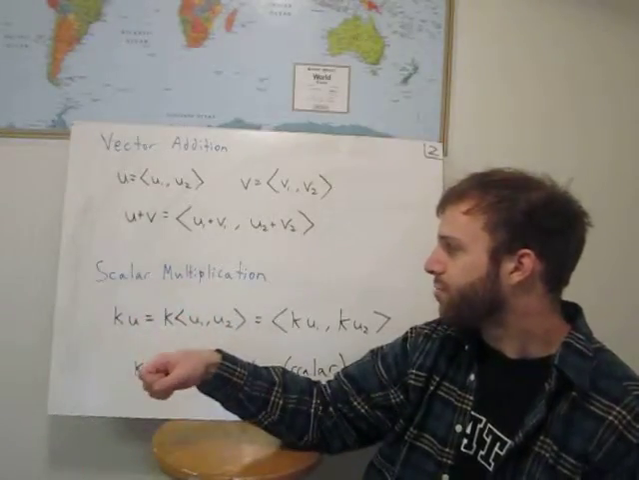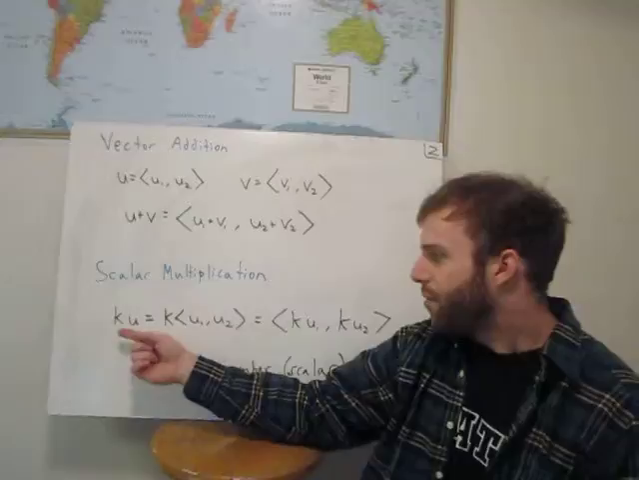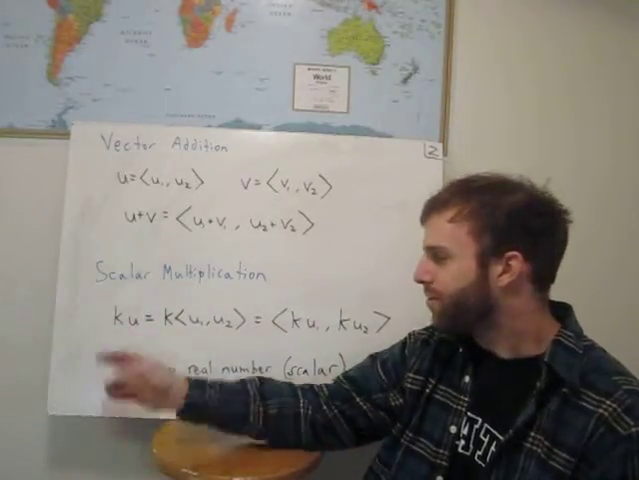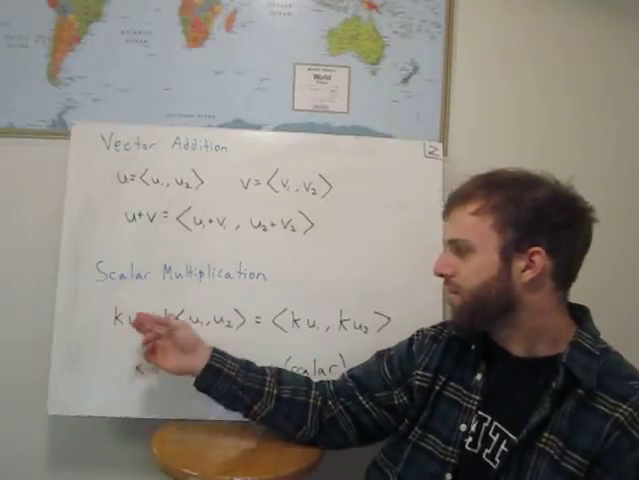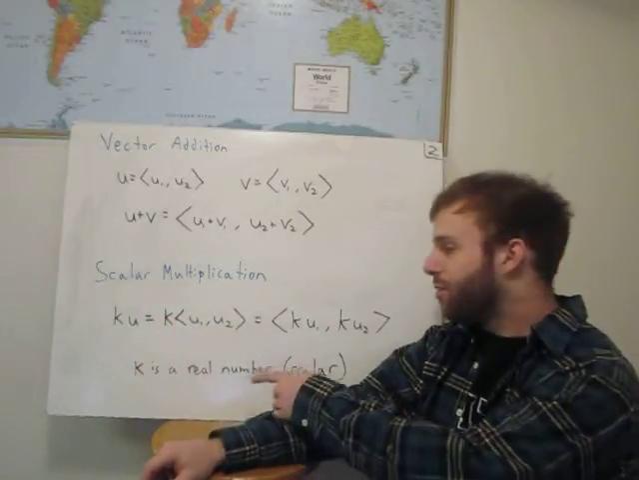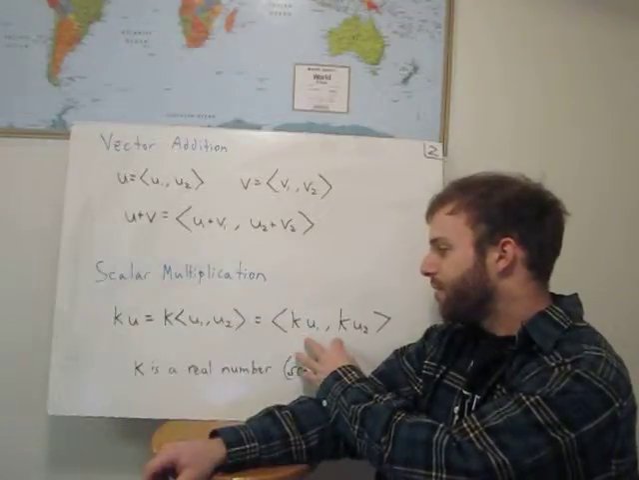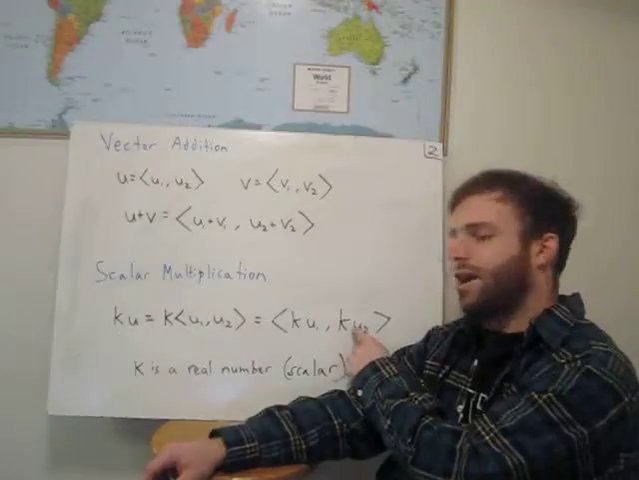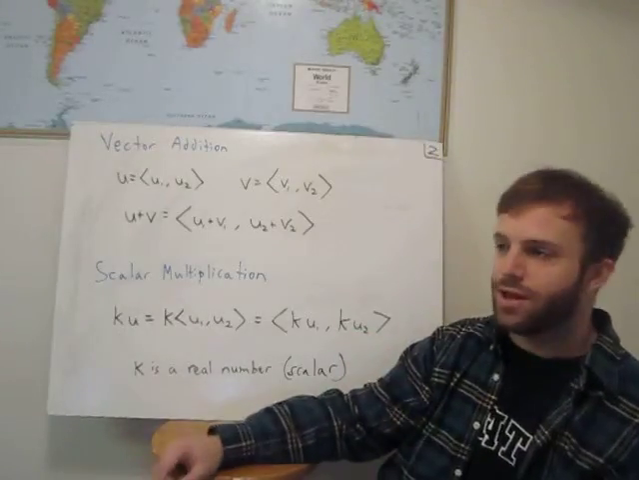Down here we've got scalar multiplication. We'll have our scalar k, which is just going to be any real number, times our vector u. So we've got k times the components of u, and we can just distribute that real number k into the vector. So we've got k times u1 and k times u2. That's going to become the new vector.